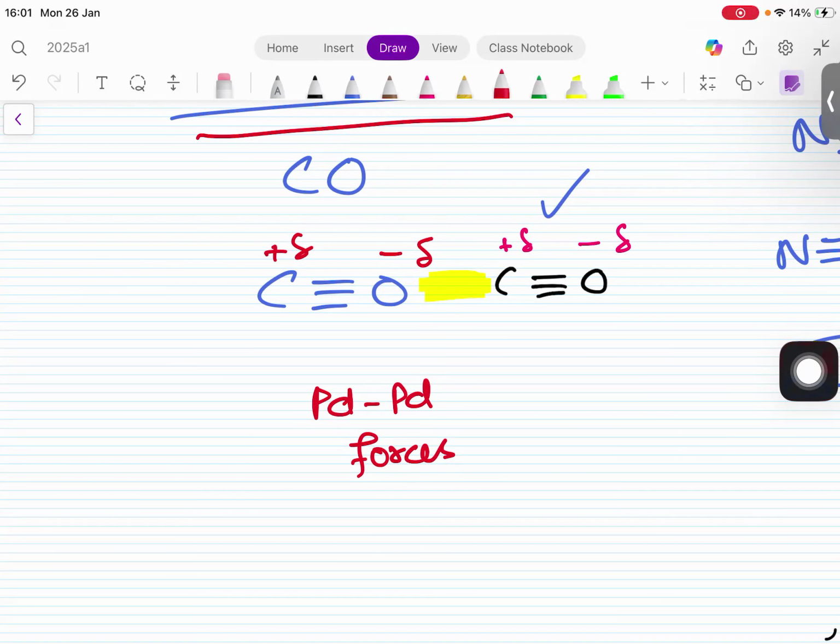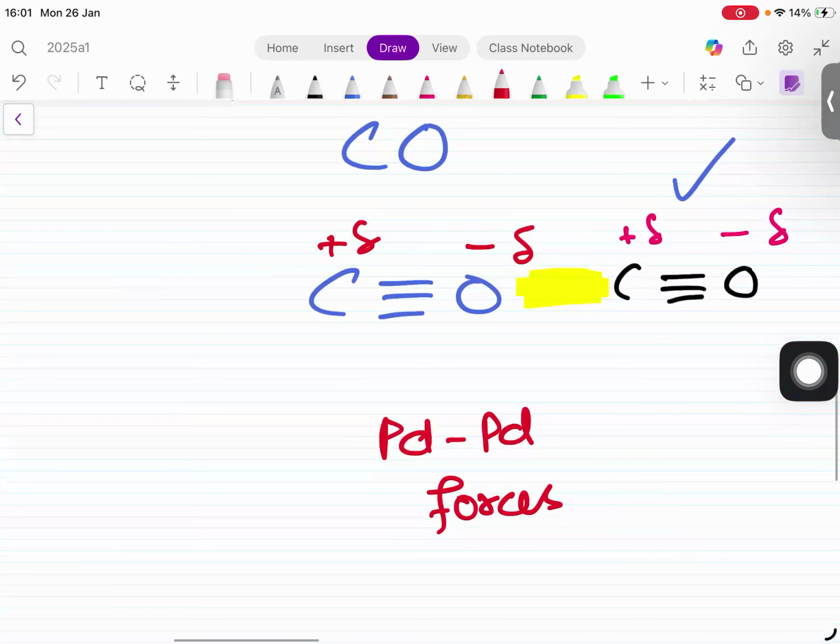Okay. Look at this. Is this a polar molecule? Permanent dipoles are there. At times, what happens in the polar molecules, look at this. They come like this.